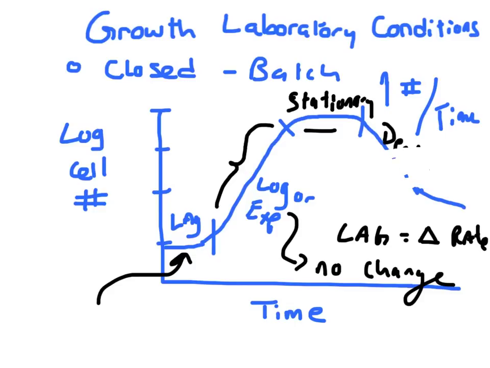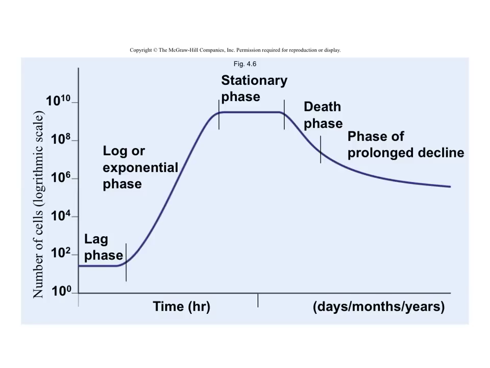Now, I can show you this in terms of how your book shows it. On the y-axis is the number of cells. It's on a log scale, so you'll see we go from 10 to the 0 to 10 to the 2, 10 to the 4, 6, 8, 10, and those distances are the same. Then we have time in hours, maybe even days or months or years.